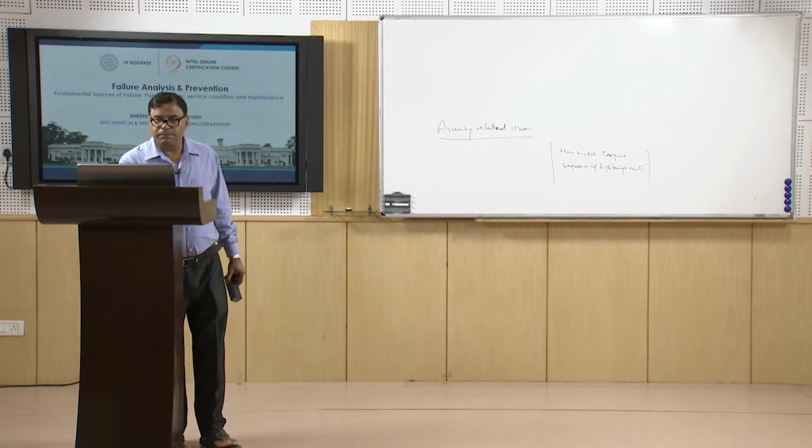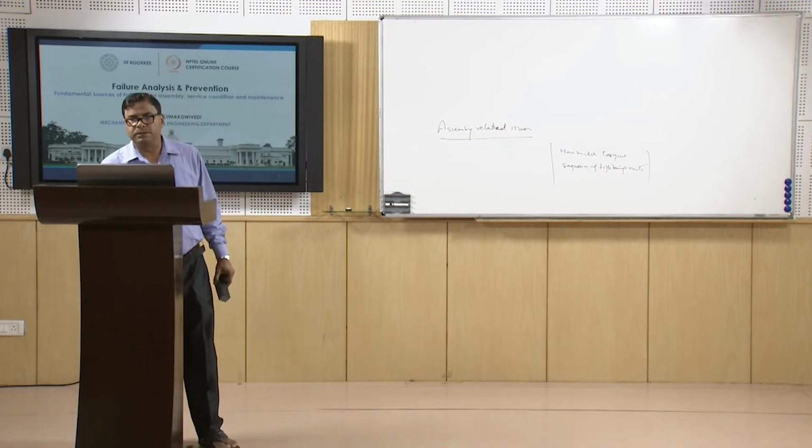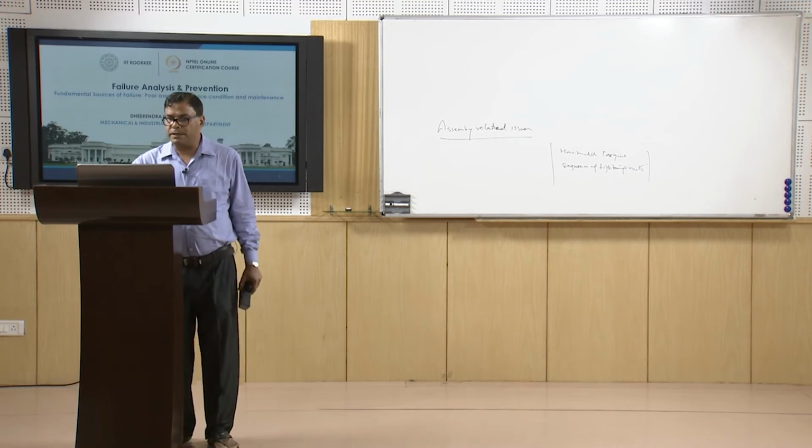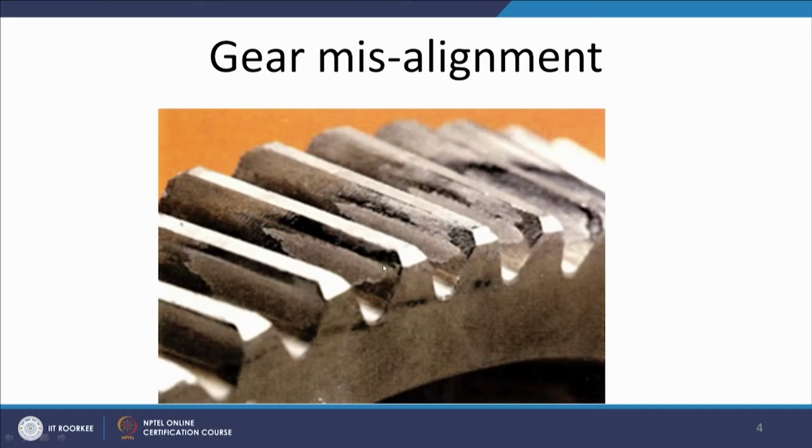This is another example where the failure of a gear occurred due to misalignment. In this particular case, misalignment leads to increased contact on one side and non-contact on the other side of the gear. The gear has two sides, this is one and this is the other, and this is the width of the gear. So, misalignment will lead to increased stresses and increased load on one side of the gear, which will cause a higher rate of wear on one side as compared to the other.